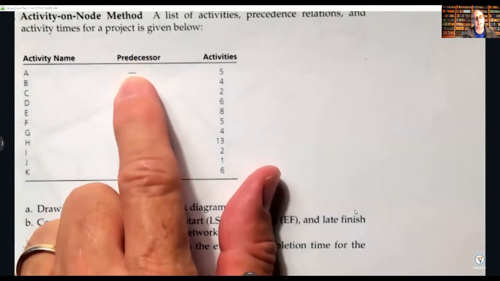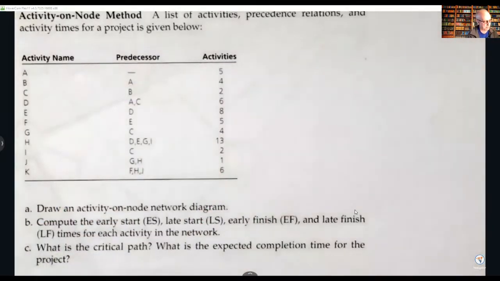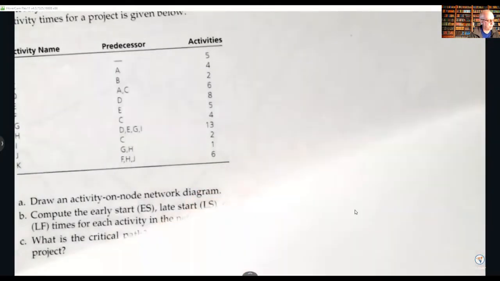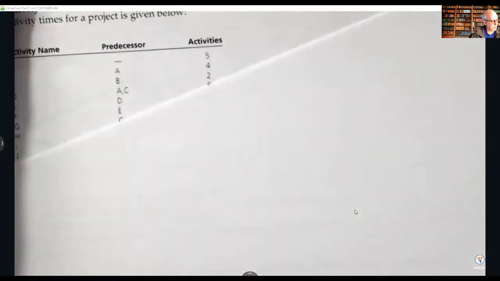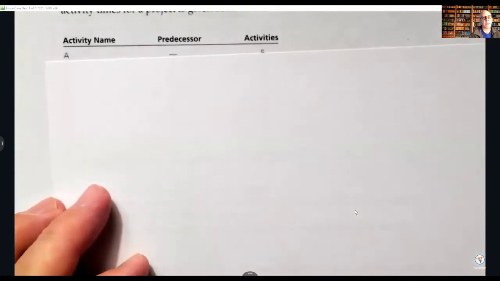What they've done is they say the predecessor has a dash through it, which means there's nothing that comes before that. So since I don't really have enough room to do it over here, I'm going to kind of slide it up here as best I can and start working as I go. So I'm going to say A is the first one.